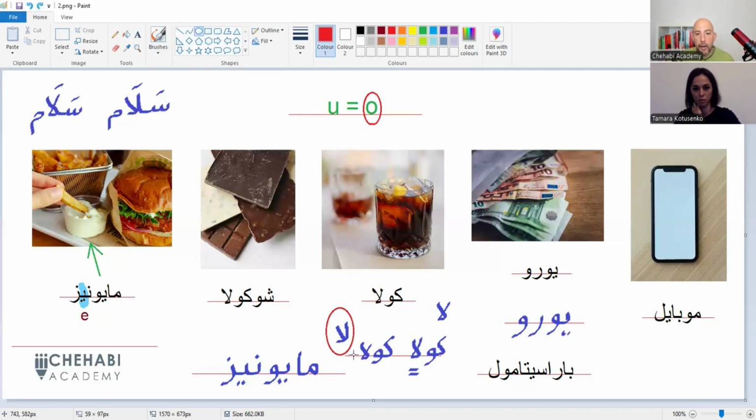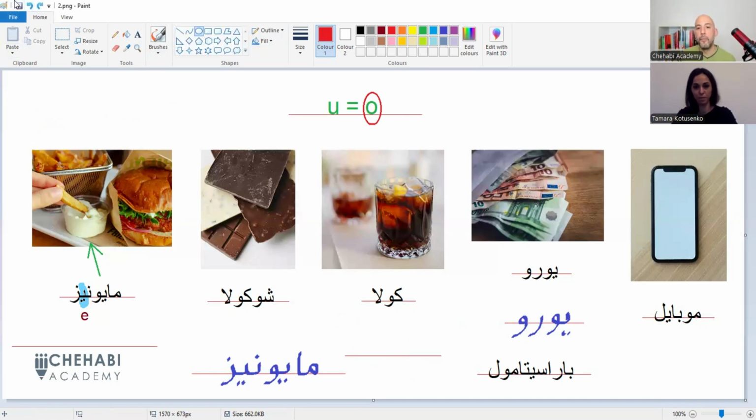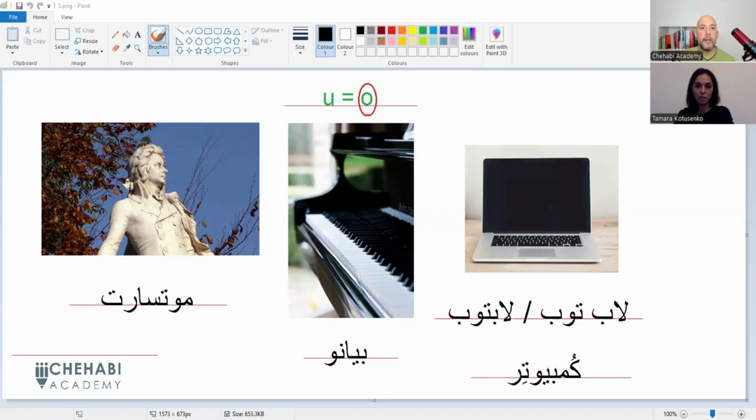This lam alif, you can write it always. But this one, you can only write it when it is not connected from the right. Like cola, like chocolat. Okay? Any questions until now, Tamara? No. We are still in the subject U equals O.